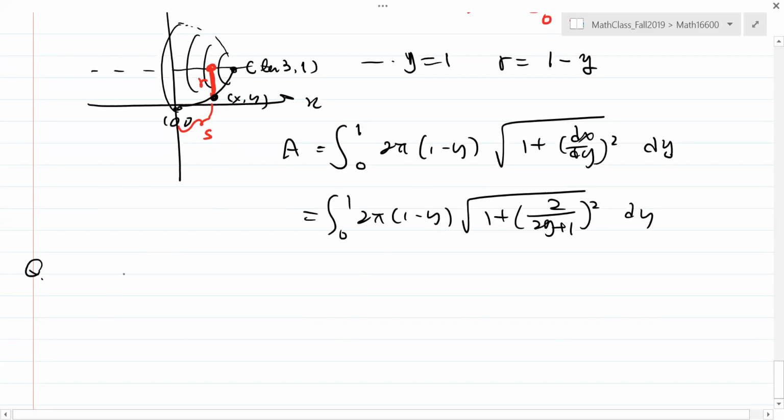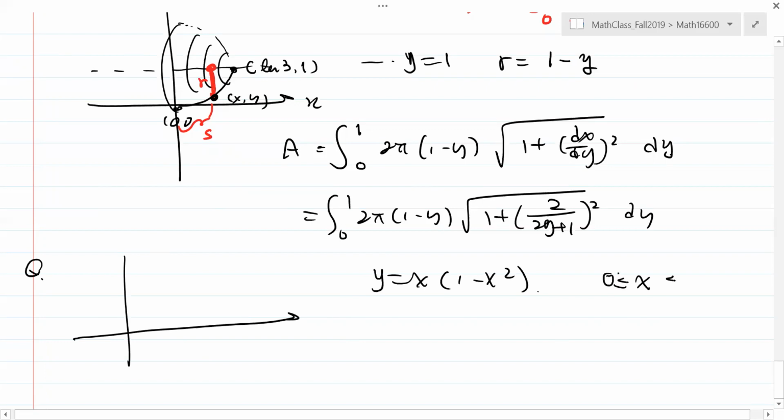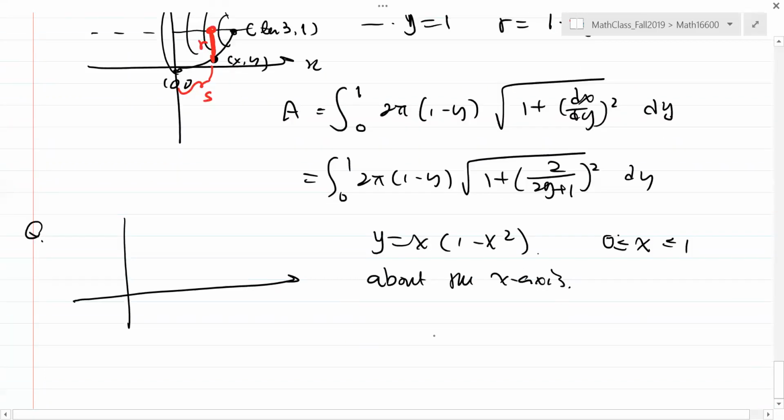Okay, look at this picture. y equals x(1 minus x squared), where x is between 0 and 1. Okay, so rotation is about the x-axis. Set up an integral for the surface area.